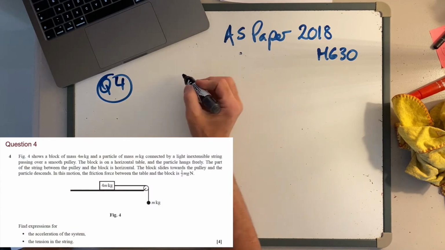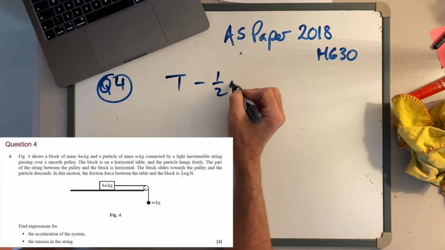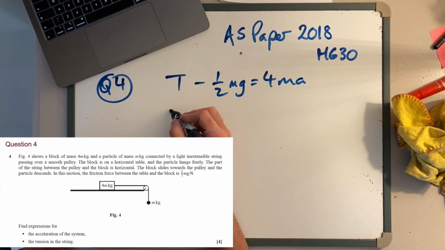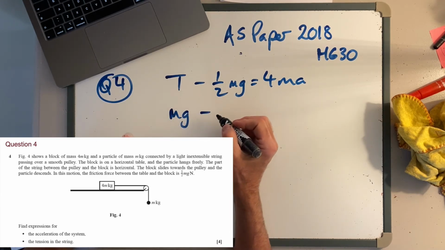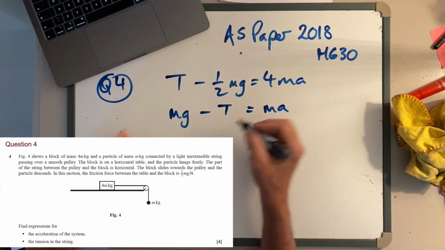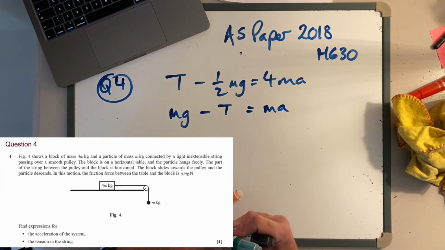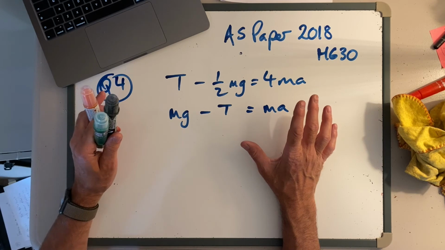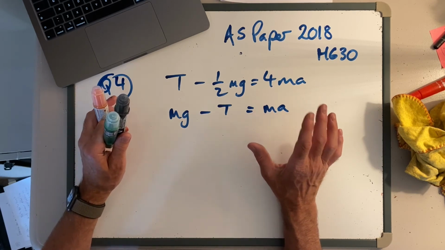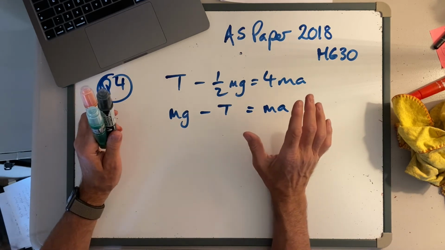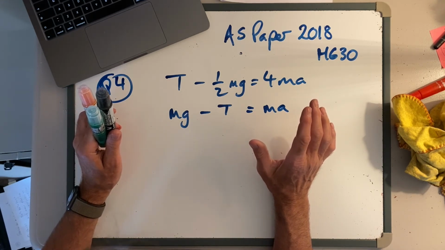Right, so I had T minus 1/2 mg equals 4 times acceleration. I also had the resultant force on the downward one being there. So now I want to solve this simultaneously. I need to allow for various things, g, etc. So how am I going to do that? Right, I haven't thought about this too much.